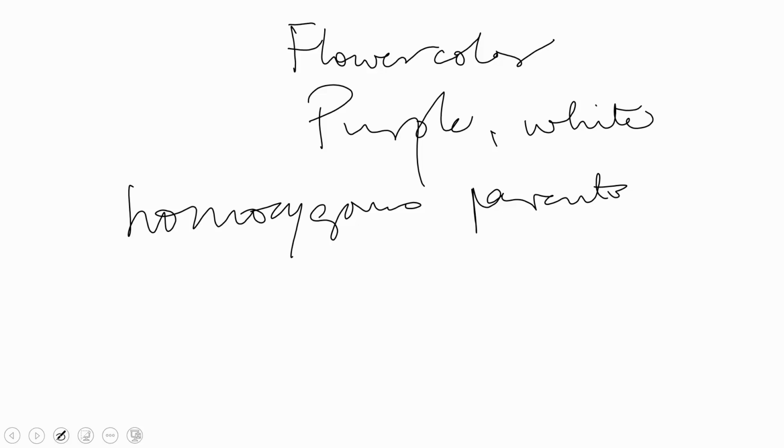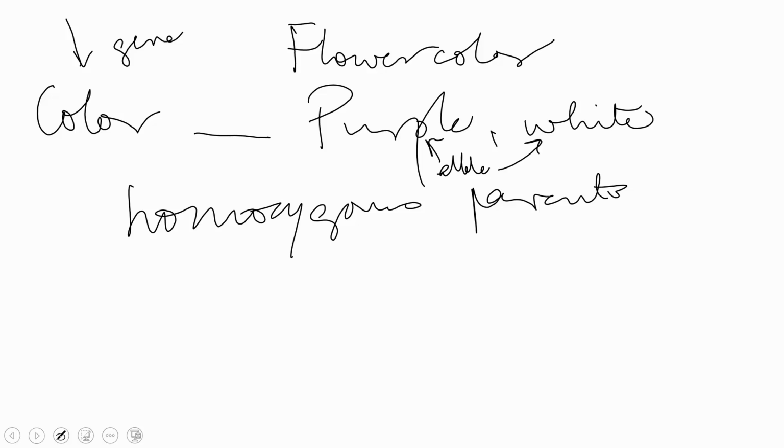So he assumed that the gene is color, but there are two variants of the color, on separate alleles. On one allele there's that, and the other allele may have that. As we looked at in class, the white allele occurs because one enzyme is not produced, so the color is not produced. So what he did was he took homozygous parents of purple and homozygous parents of white, and he crossed them. And so what did he get?